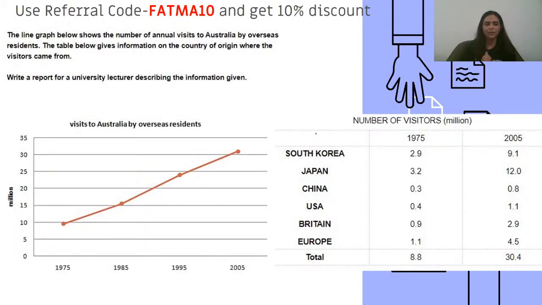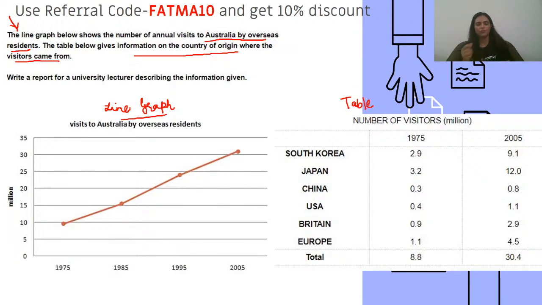All right, let's discuss a question so that you get clarity on what I'm trying to say. Let's read this question and answer it together. The line graph below shows the number of annual visits to Australia by overseas residents. The table below gives information on the country of origin where the visitors came from. So ideally you have a combination of a line graph, and the other part of that combination is a table.